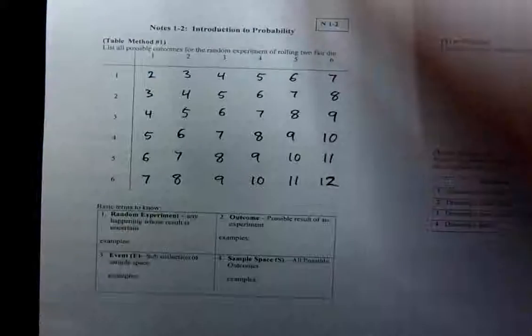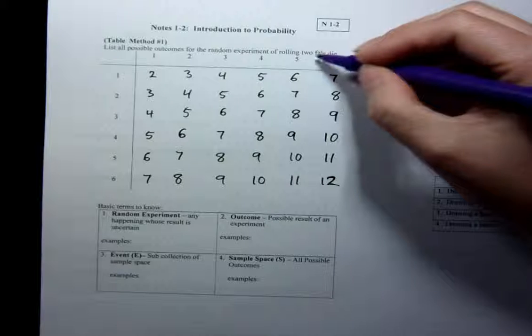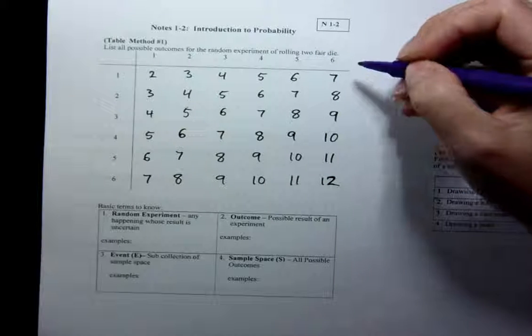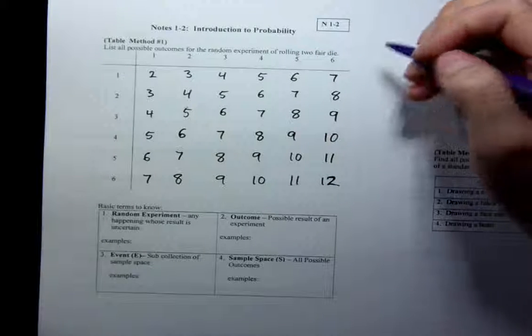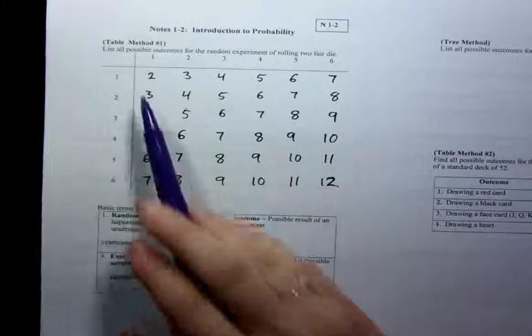Okay, so this is what we talk about if we're doing two things at the same time. So here we're rolling 2 dice. Fair just means they're not loaded. They're equally likely to land on any side. And so it's already pre-filled for you what the outcomes are.